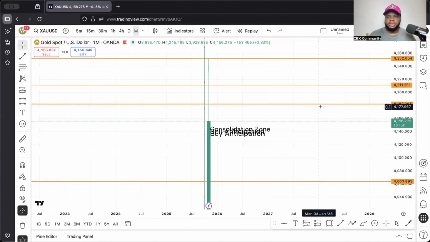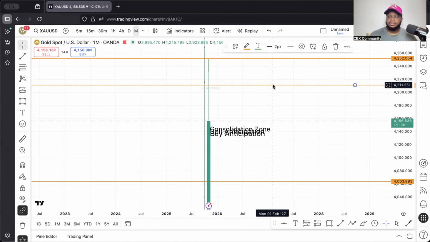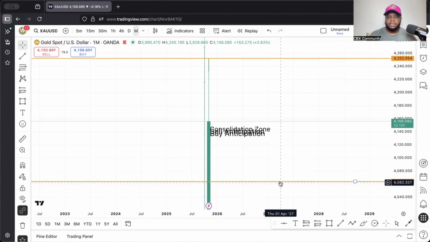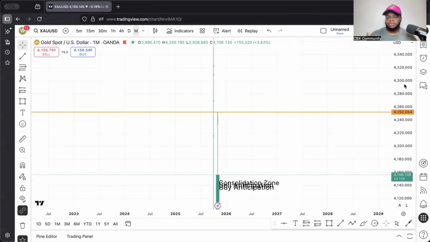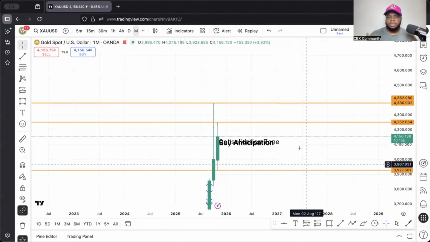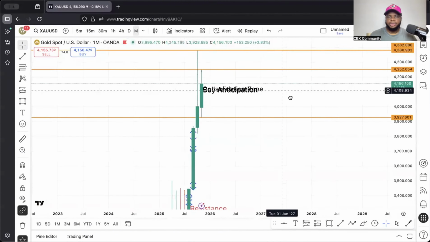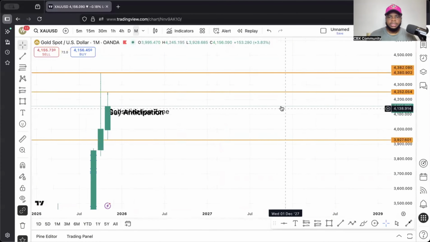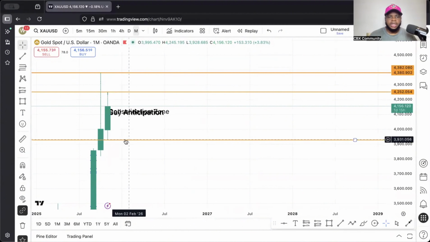So let's delete this line. Let's delete this line. Let's delete this line. We are in an uptrend. This line is the high of this bullish candle, while this line is the low of this bullish candle.